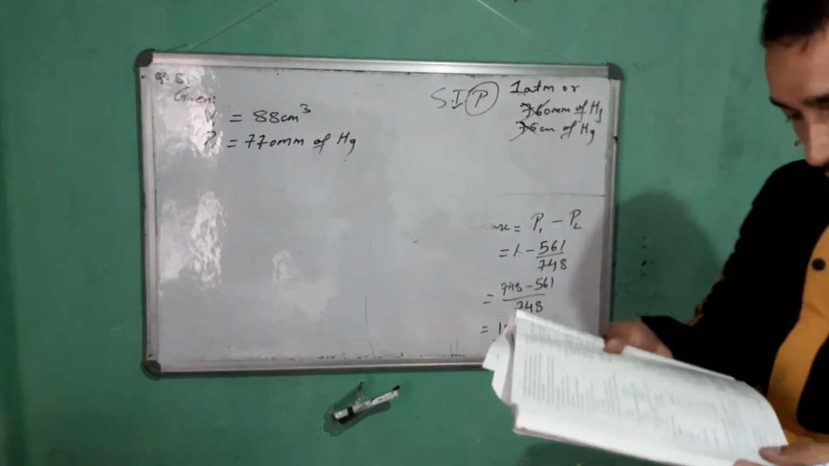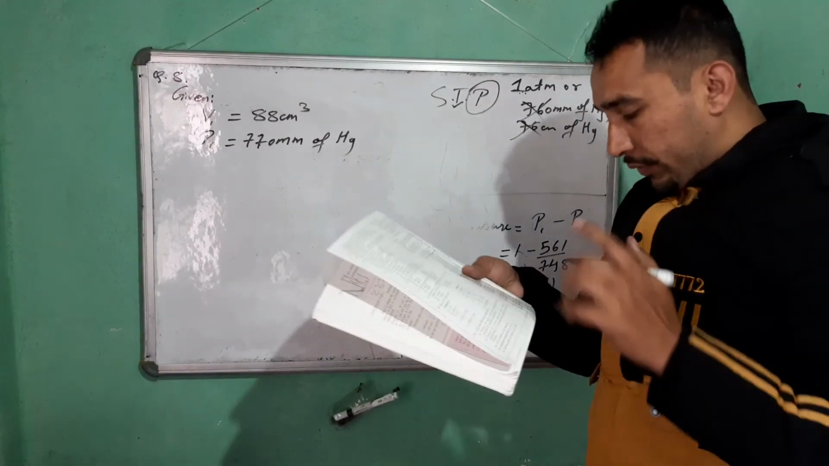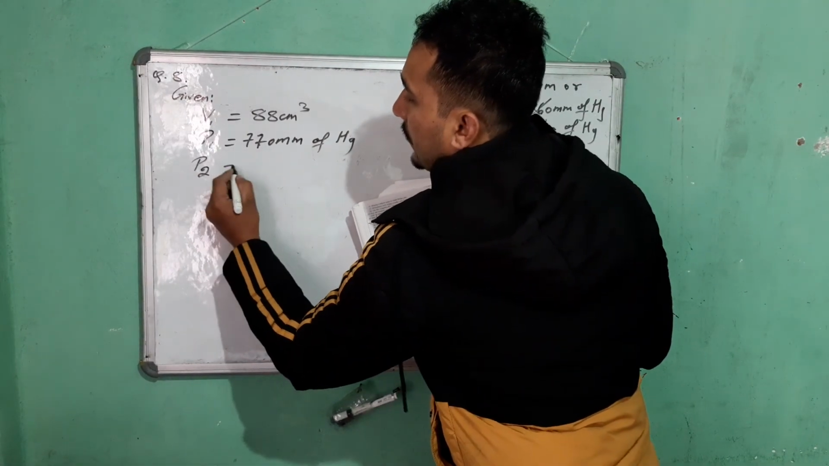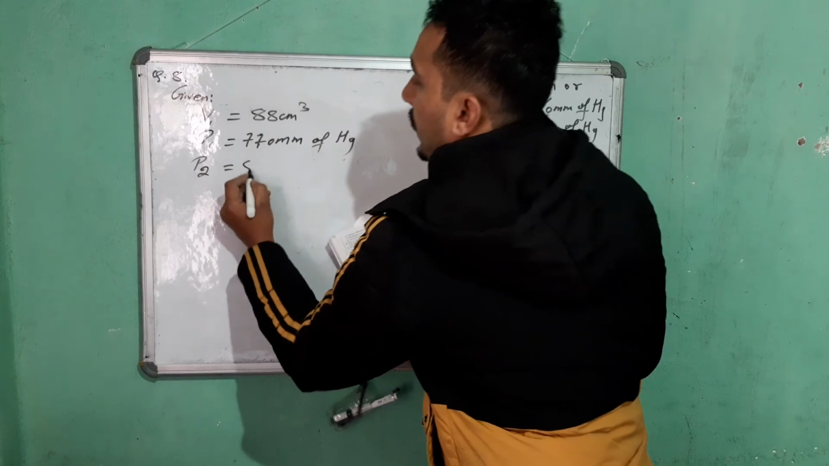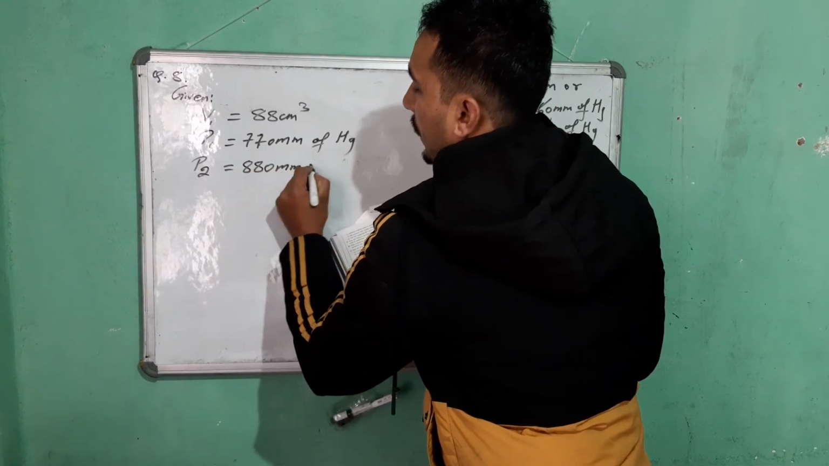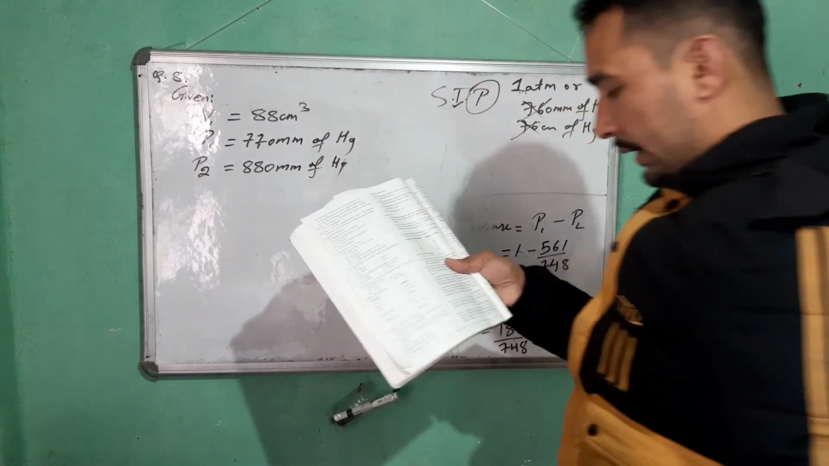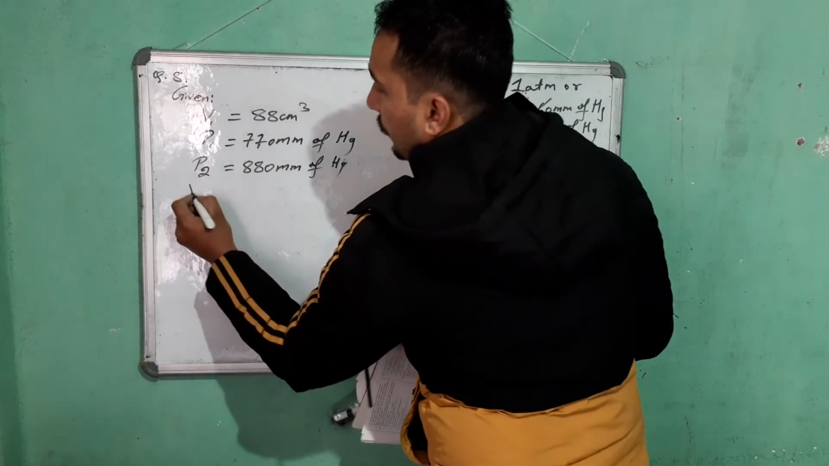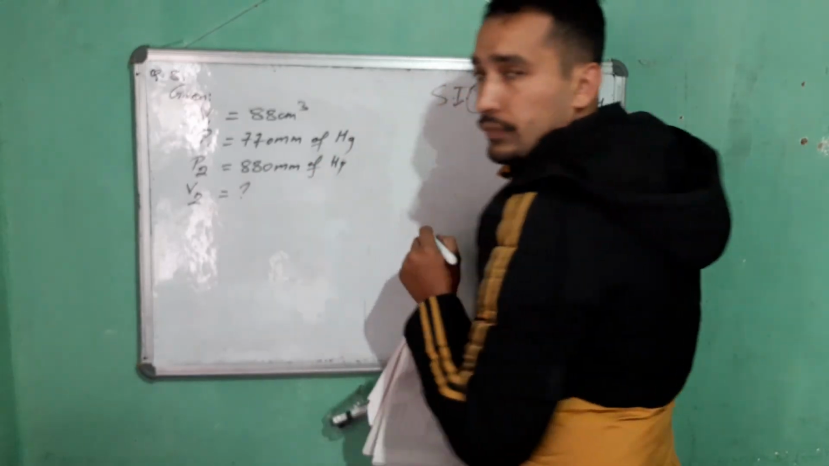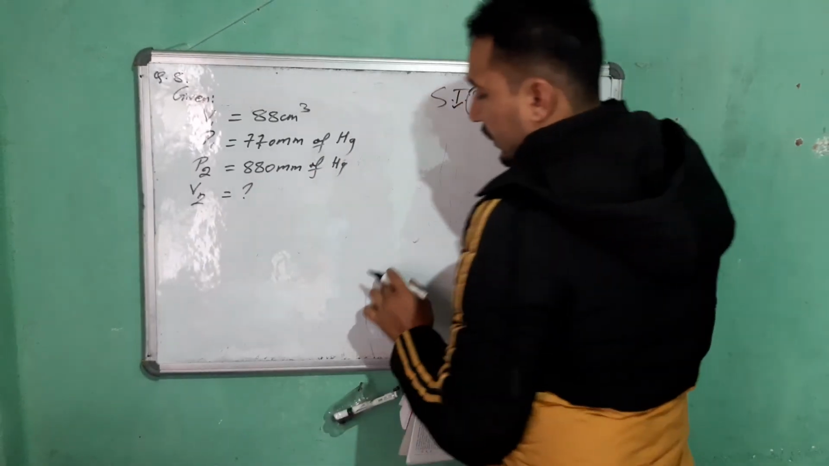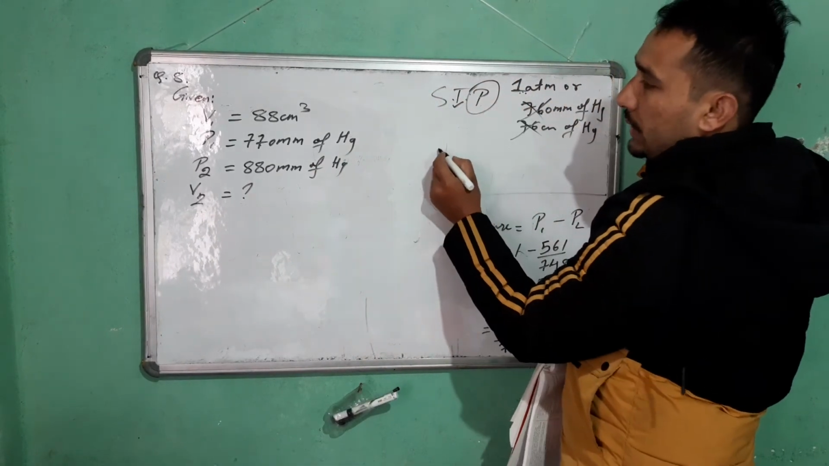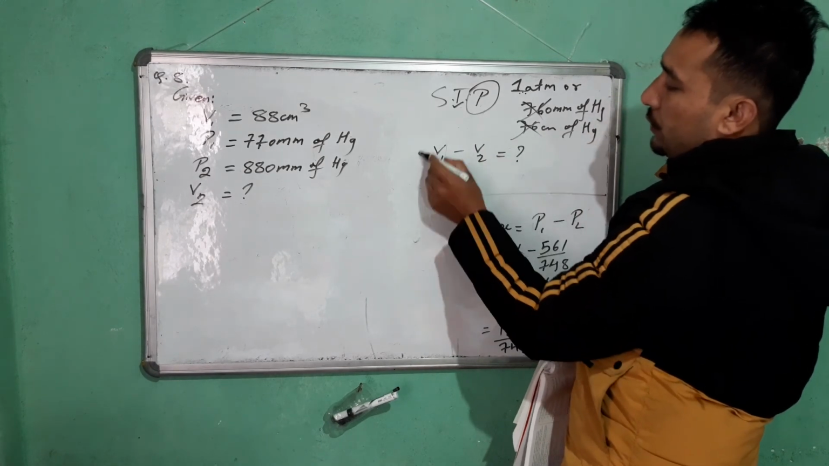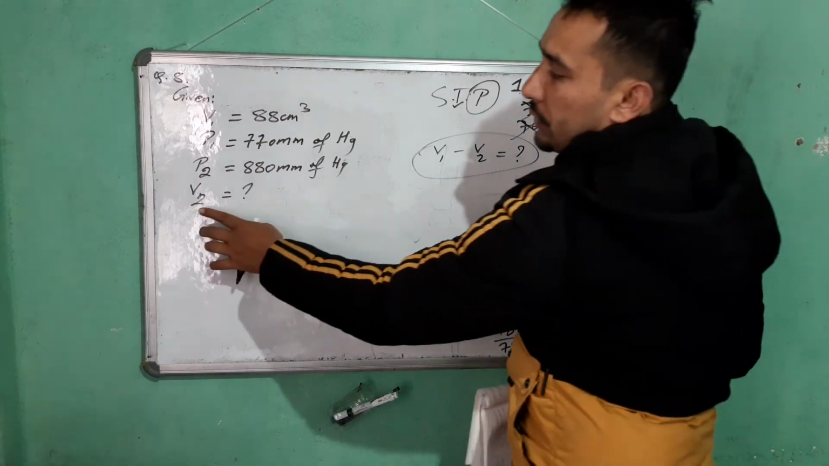Refer to your book for the question. 770 mm of Hg. If the pressure is raised to P2, the new pressure is 880 mm of Hg. Find how much the volume will diminish. V2 we have to find. Finally, we have to find the net diminish in volume, V1 minus V2. This we have to calculate. So for that, let's first find V2.